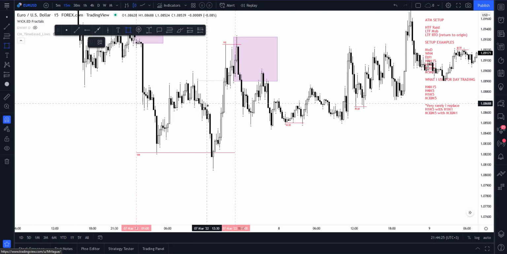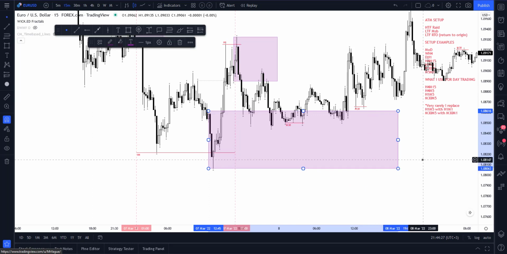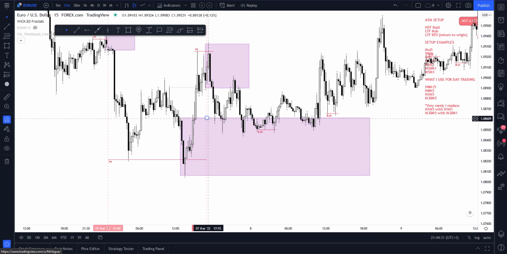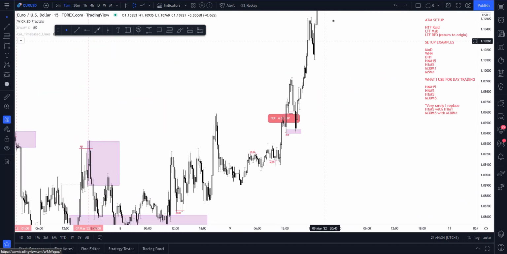We are gonna choose this one. We are gonna mark the high of it. We are gonna go to the low of the rate candle for a bullish case. So as you see, price respects this zone and goes higher.